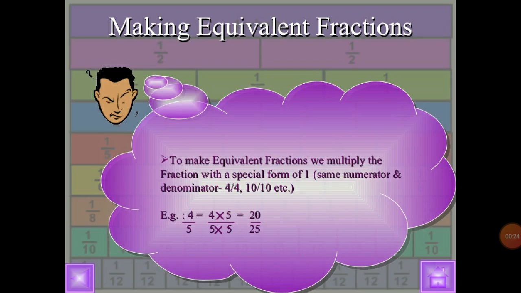Now here is the example, 4 by 5. We have to convert 4 by 5 into an equivalent fraction. So we multiply both the numerator and denominator of 4 by 5 by 5. 4 multiplied by 5 is 20 and 5 multiplied by 5 is 25. So the equivalent fraction of 4 by 5 is 20 by 25.